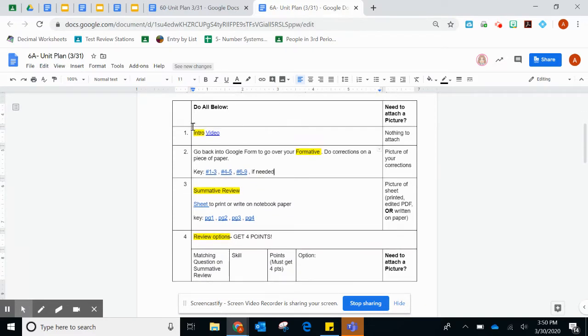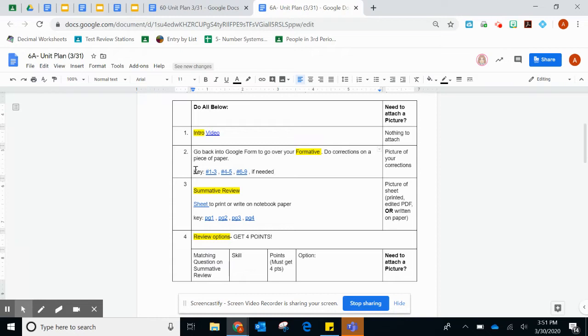So step 1 is the intro video. That's what you're doing right now. There's nothing to attach for that. Step 2 is we want you to go back to the Google form from last week that you took for your formative assessment. Basically, we just want you to look at what problems you got wrong and do corrections on a separate sheet of paper for those. And then that's what your picture will be of.